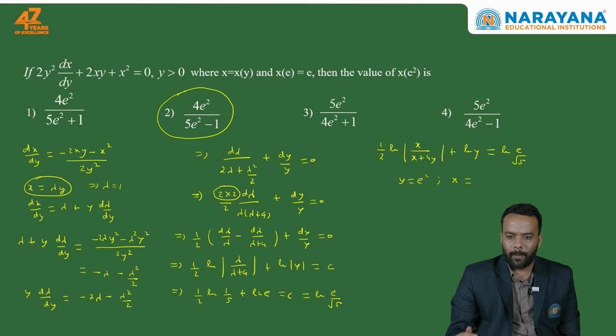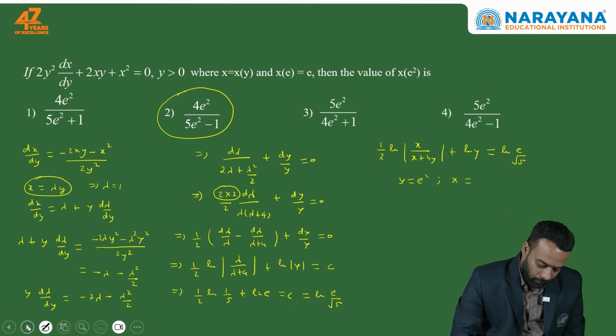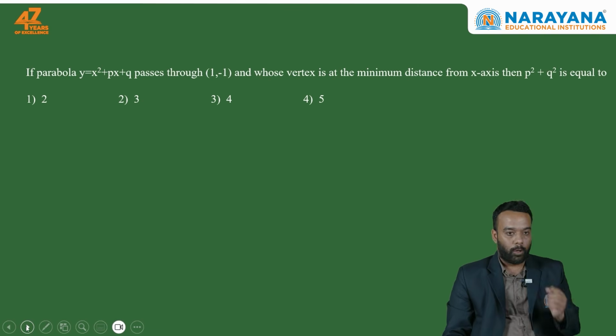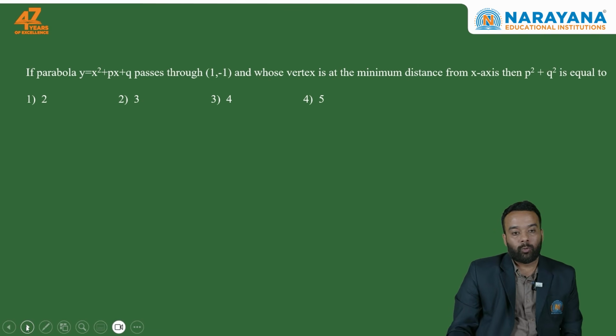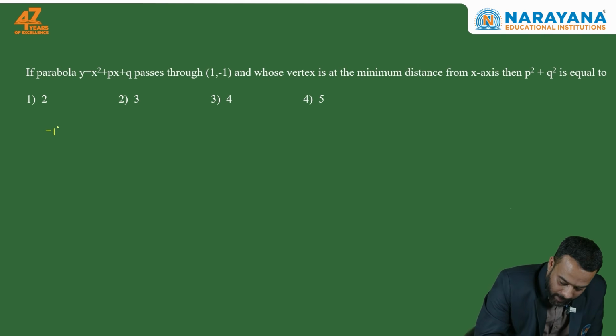So it is a lengthy question of differential equation. Proceeding to the next question, we are having a parabola y is equals to x square plus px plus q passing through (1, -1). So if it is passing through (1, -1), we will have -1 is equals to 1 plus p plus q. So from here we can see that the value of p plus q is -2.